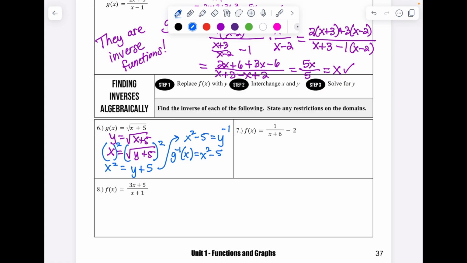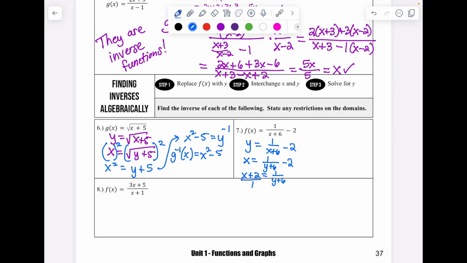Number 7. So again, get rid of the f of x, replace it with y equals. And then we'll swap the x and the y. I can add the 2 to move it over because now I'm starting to solve for y. And then the trick I'm going to use here is to essentially cross multiply. I'll remind myself that x plus 2 could be thought of as a fraction with a denominator of 1. And once I have fraction equals fraction, that's called a proportion, and we're allowed to cross multiply and solve.